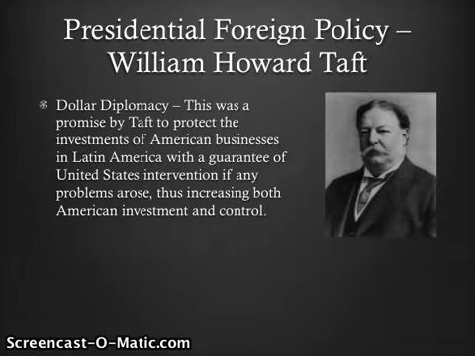The next major president's policy that we'll talk about is William Howard Taft. His policy was called dollar diplomacy, and it really means a lot like it says. And this was a promise by Taft that he would protect the investments of American businesses in Latin America with a guarantee of United States intervention if any problems arose. That's going to really increase American investment and control of Latin America. So if you have an American business owner who has, say, a pineapple farm in Latin America, and that government starts to act unfriendly towards that Latin American pineapple farm, then the U.S. would then send in a military to overthrow that Latin American government so that that pineapple farm could grow and be profitable.